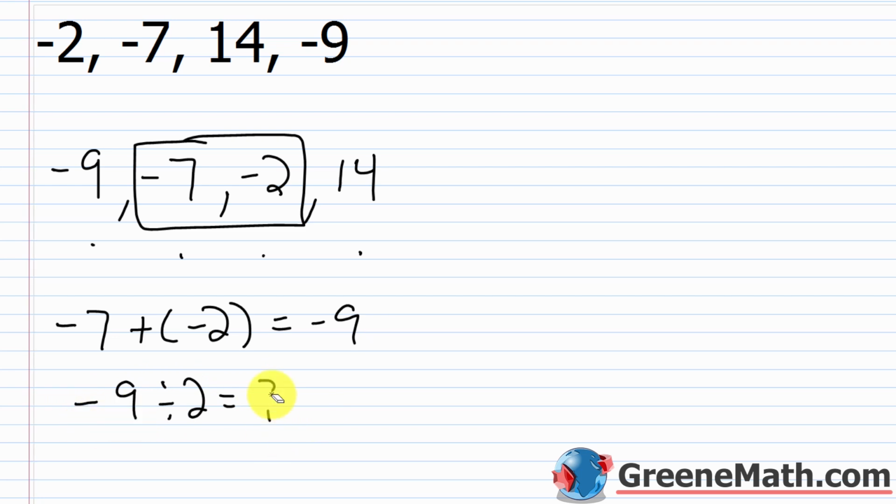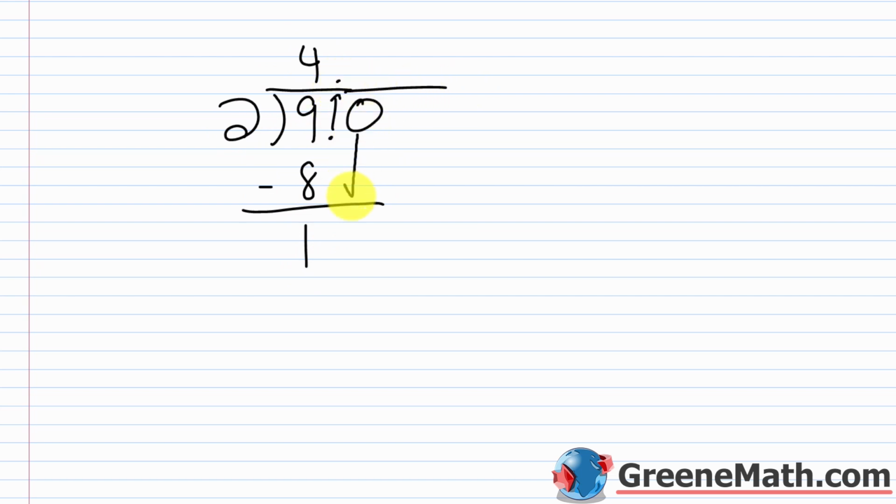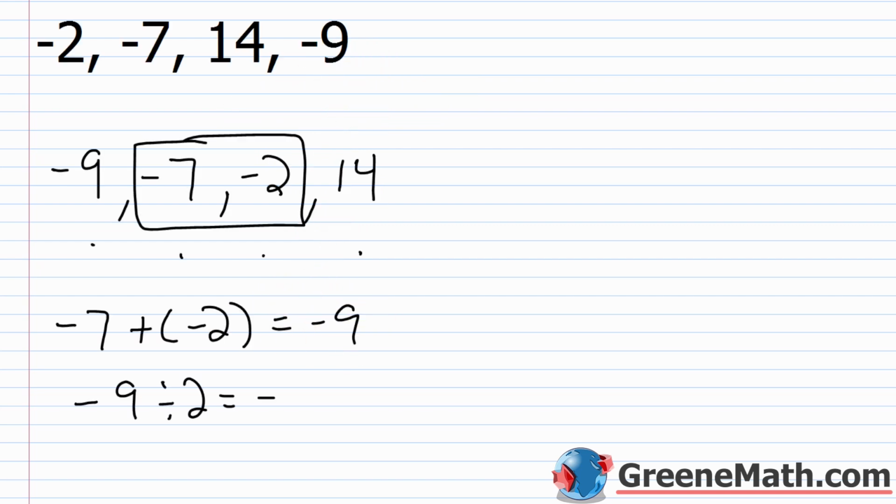So -9 divided by 2 is what? Well, we know it's negative. Then let's just do 9 divided by 2. 2 goes into 9 4 times. 4 times 2 is 8. Subtract and get 1. Put a decimal point here and bring it up into the answer. Put a 0 and bring it down. 2 goes into 10 5 times. 5 times 2 is 10. Subtract and get 0. So 4.5. So this is -4.5, and that's going to be my median.